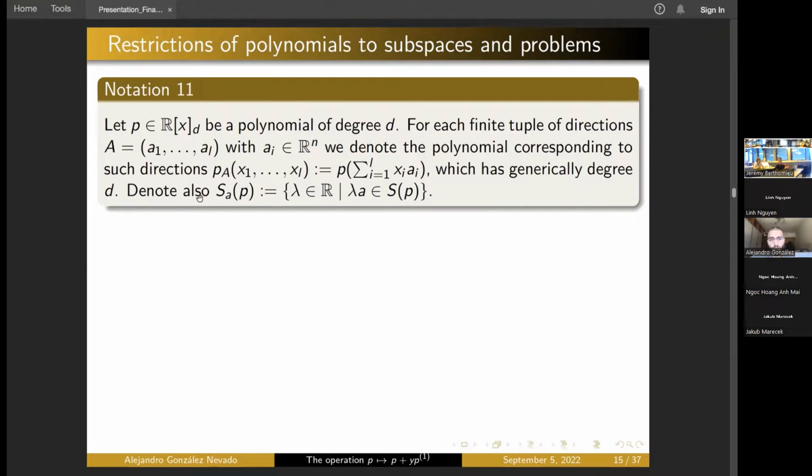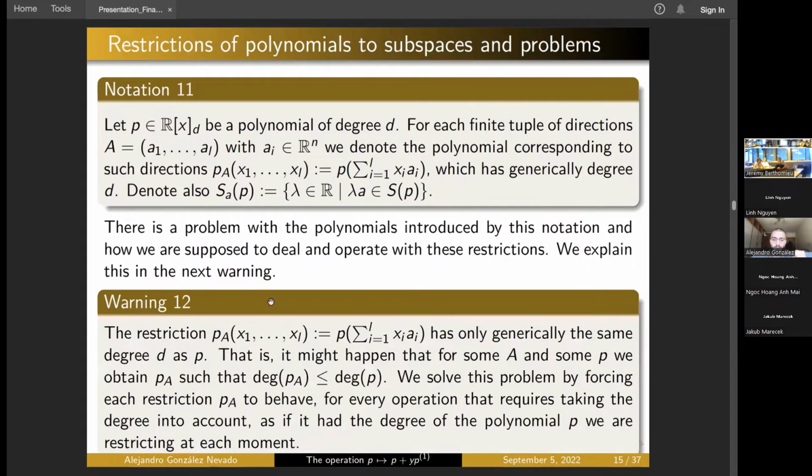So also, we are going to denote SAP to the part of the relaxation that is contained in the line spanned by the vector A. This A, by the way, is a vector in Rn also. I didn't say it there.